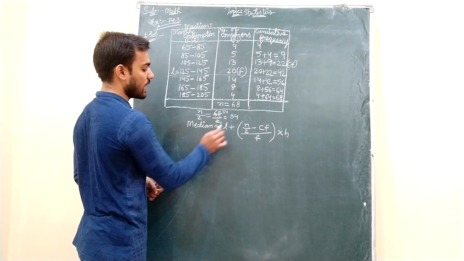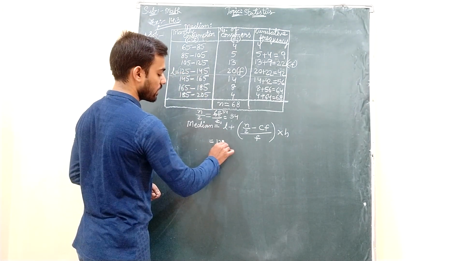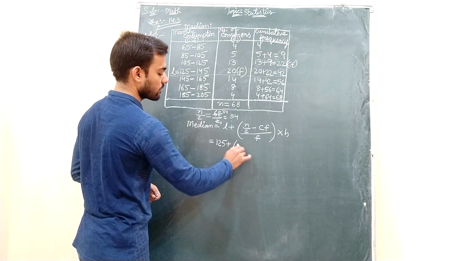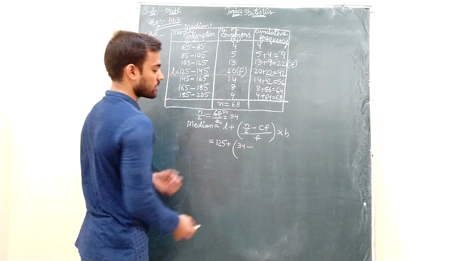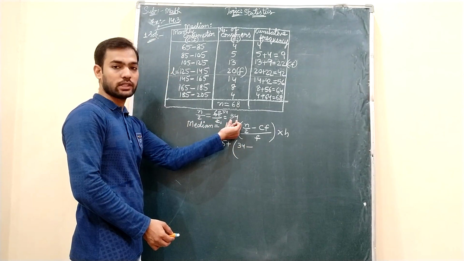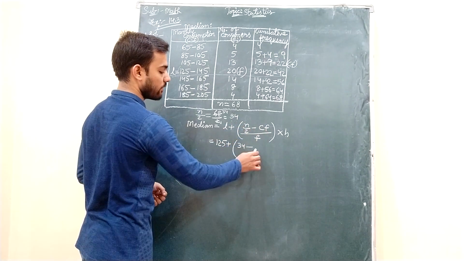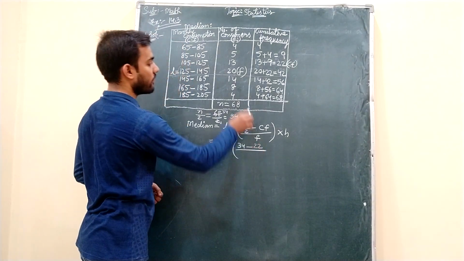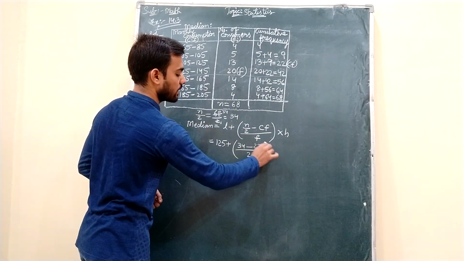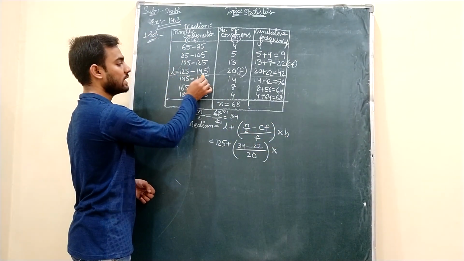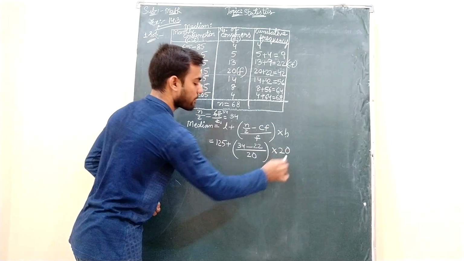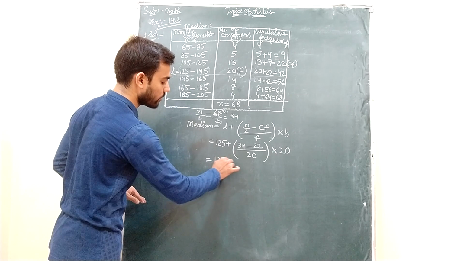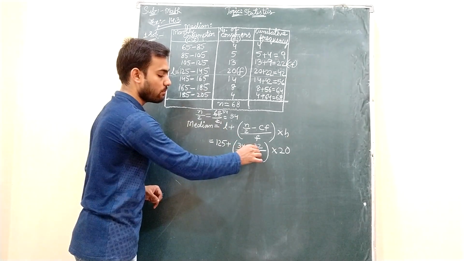So we will substitute the values. L value is 125 plus n by 2, we got 34. Minus, already we did here, n by 2, 68 by 2, we got 34, so that value we will substitute directly. CF is 22, divided by F is 20, into H. The size of the median class is also 20. We will not disturb this 125. We will copy down this as it is. 125 plus 34 minus 22.